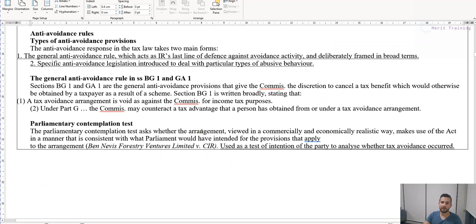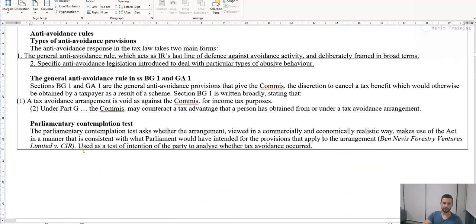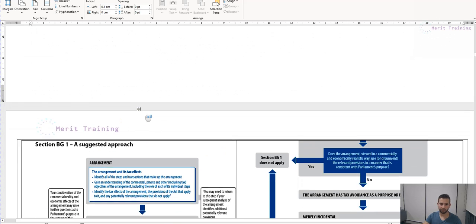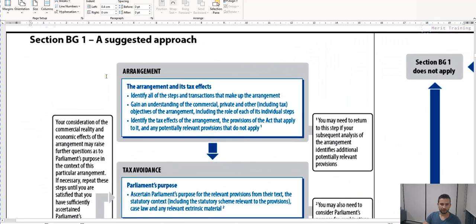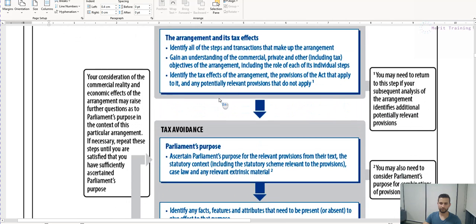Now, in terms of how do you actually figure out whether tax avoidance occurred, especially in those situations where it's a bit of a grey area, well, the Parliamentary Contemplation Test is a commonly used test for tax purposes in order to figure out what the intention of the party was. And if the intention of the party was to avoid tax, then you can issue penalties on this basis. So let's talk about how this Parliamentary Contemplation Test actually works. There's a diagram on the next page. So, now you might not actually need this, but it's just good background information.